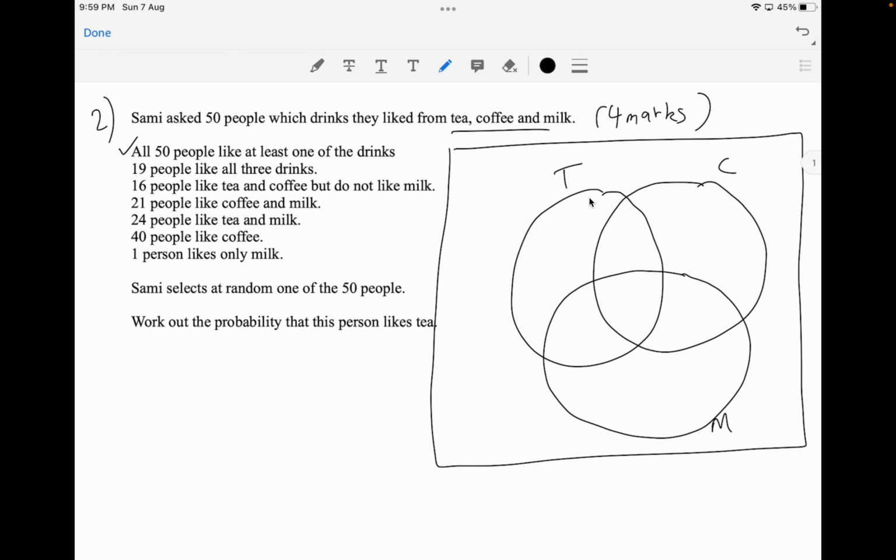We know that 19 people like all three drinks. So that itself gives us a clue that it's going to be an intersection between tea, coffee, and milk. Alright, so now 19 people like tea, coffee, and milk. That's done. We know that 16 people like tea and coffee.